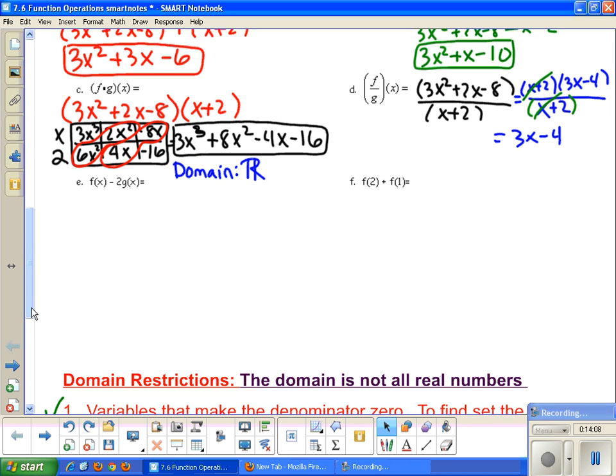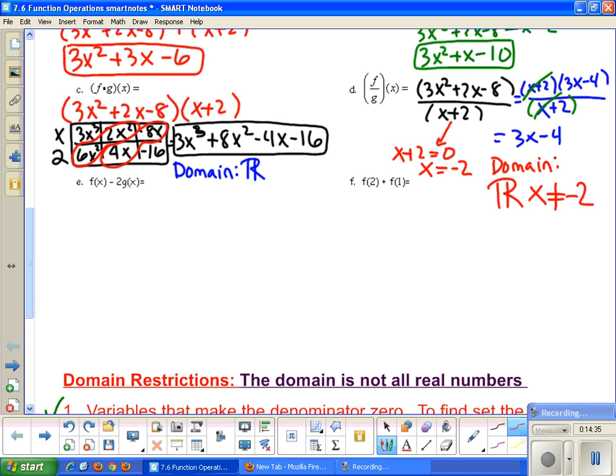However, since we're doing division with two functions, the domain is the next thing I want to look at. Well, I have variables in my denominator, so how do I find what the restriction is going to be for the domain? I take x plus 2, set it equal to 0, so x in this case is equal to negative 2. So if I do negative 2 plus 2, I get 0 in my denominator. So my domain then, we would say, is all real numbers, but x cannot be equal to negative 2. So that would be my solution.